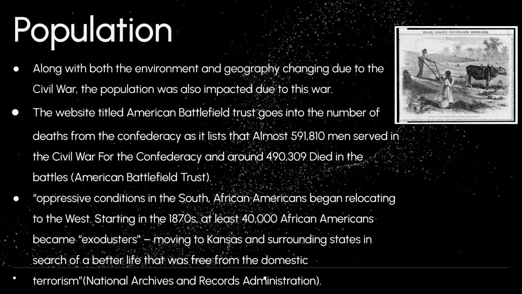So many freedmen would also leave the South because there was just so much racism there. There was a lot of domestic terrorism, and there were better jobs. Not just agriculture jobs, there were jobs in textiles and things of that nature. So while the environments and the geography were affected, the population was also greatly affected, as many people in the South died because of the Civil War, and many African Americans would move away to escape this prejudice.